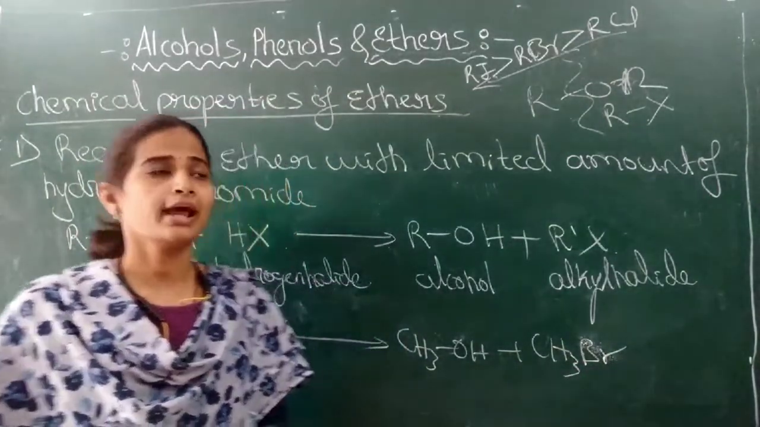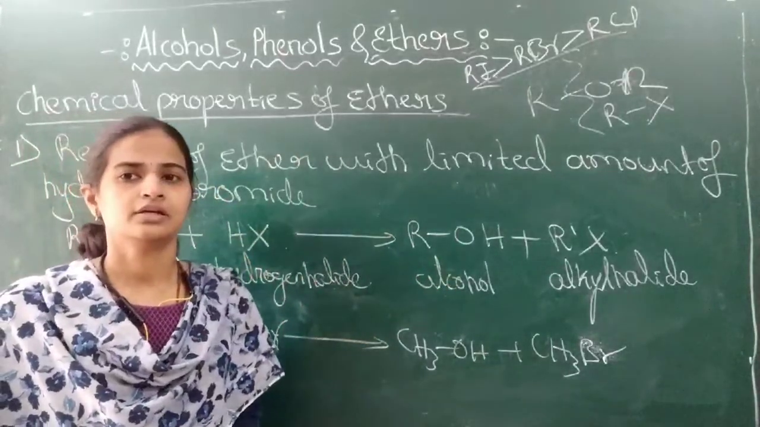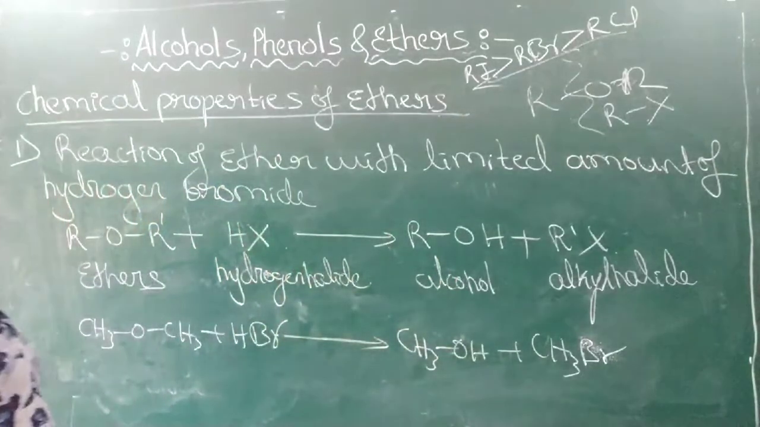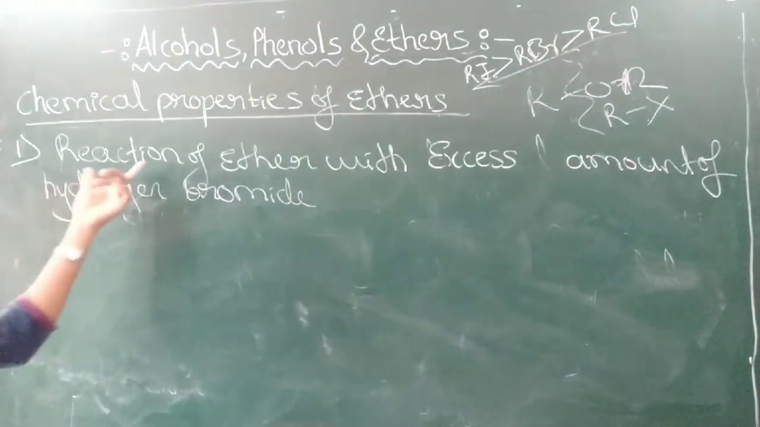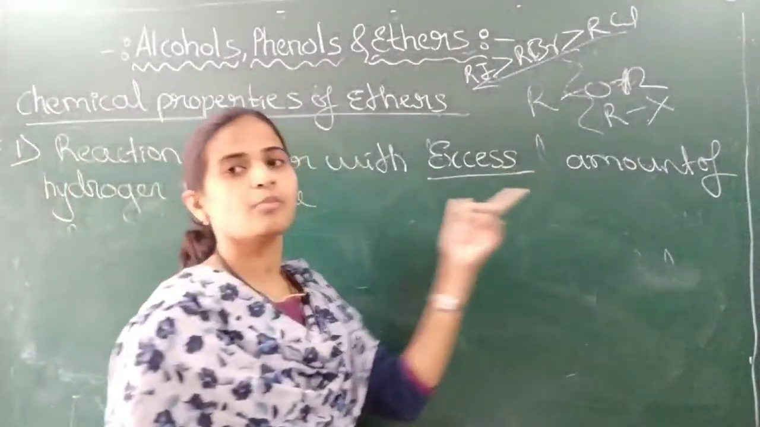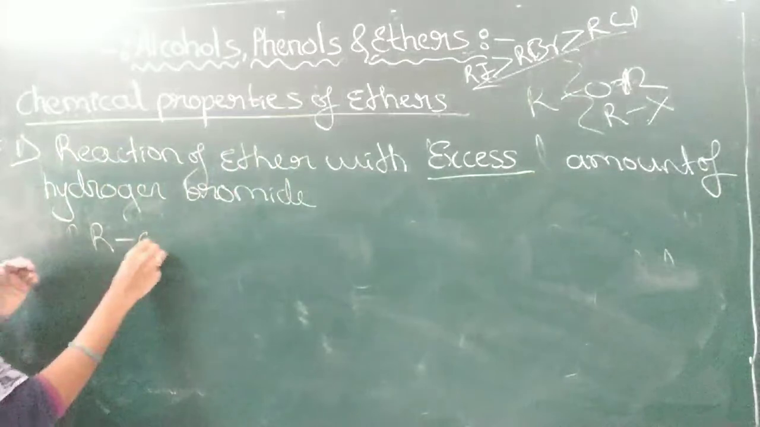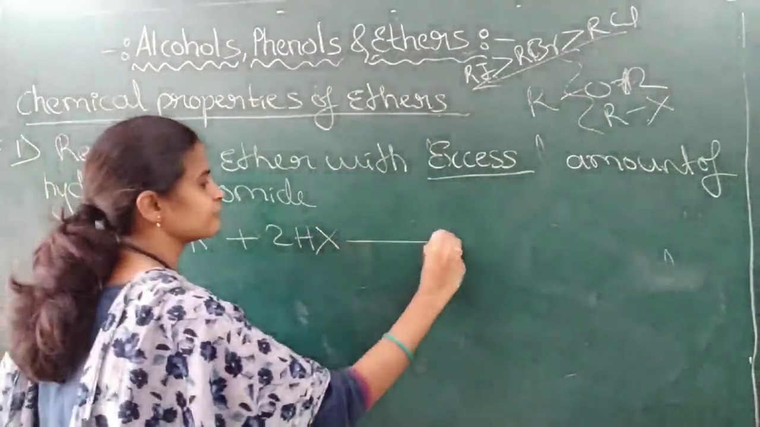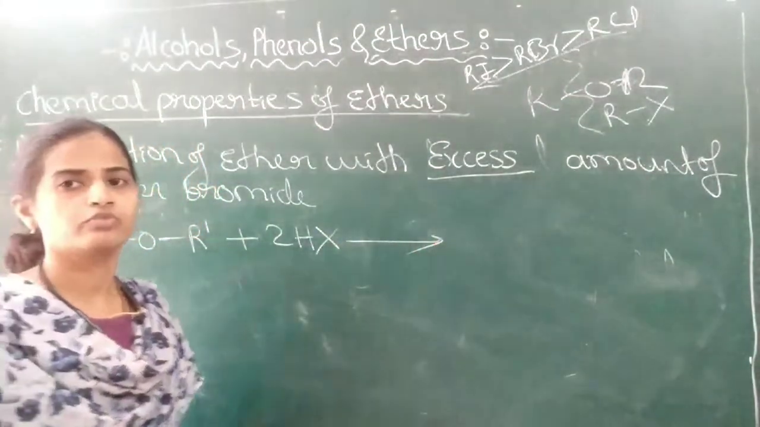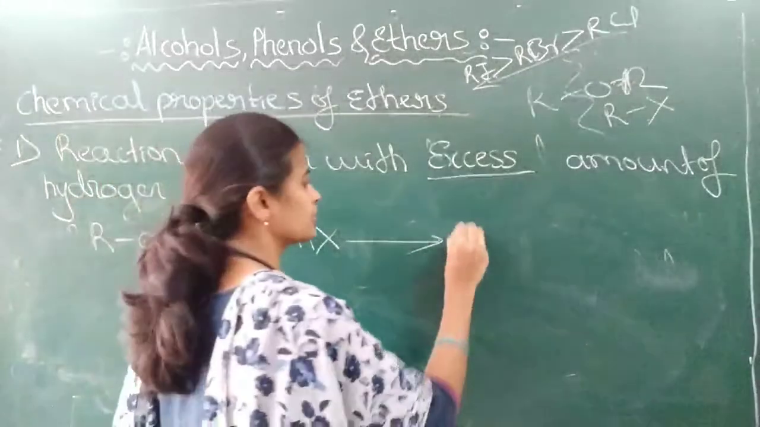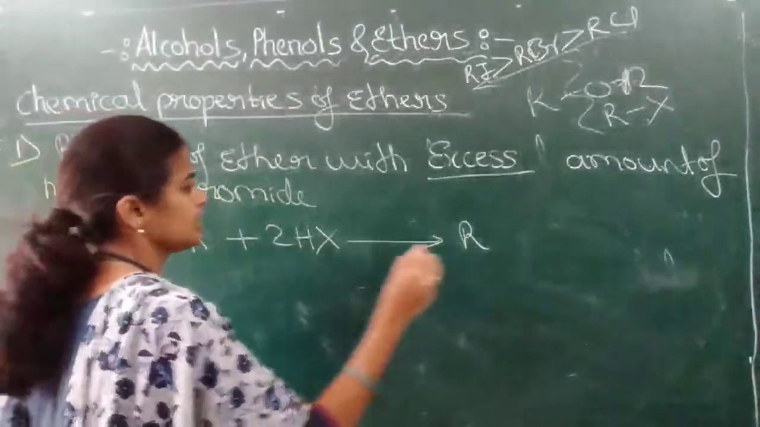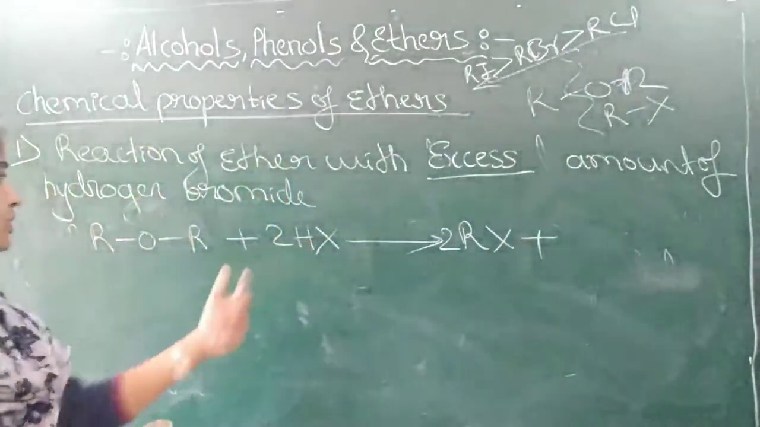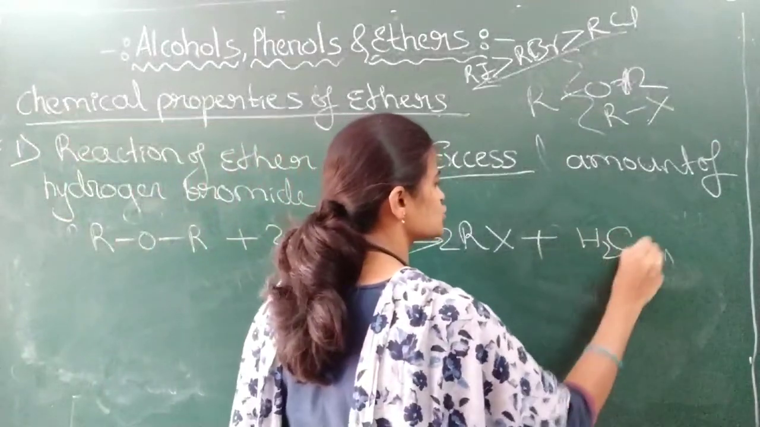Now we will see what happens when an excess of hydrogen bromide is supplied to ethers. See, reaction of ethers with excess hydrogen bromide. Let me write that: ROR' plus 2 molecules of hydrogen halide. If so, no alcohol is formed, only alkyl halides are formed. Two molecules of alkyl halide are formed, RX and R'X. So what is the side product? H2O is the side product.